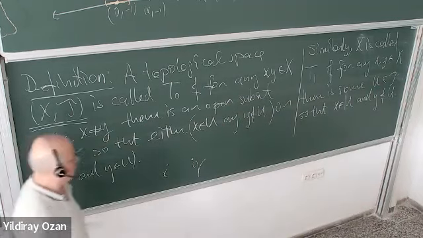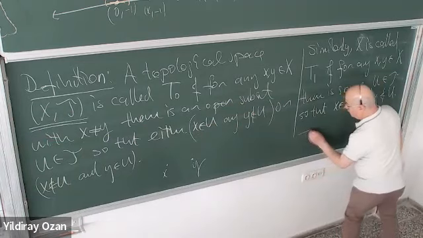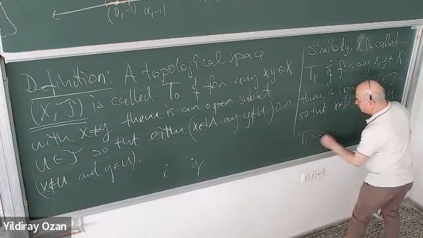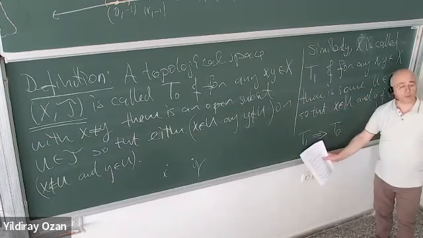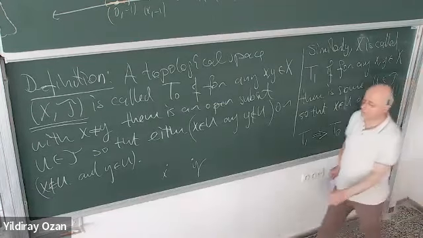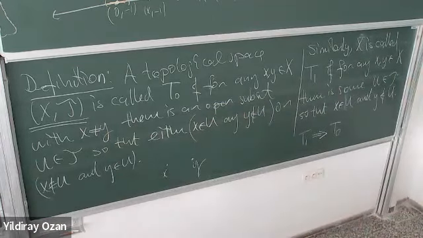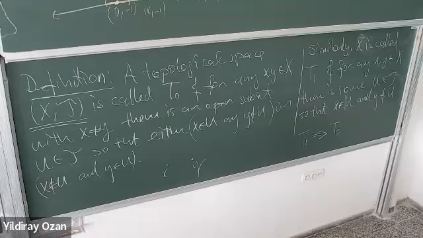Of course, right, if a space is T1, then it is clearly T0, right? This is a stronger property. You have an open set satisfying this, but actually you can choose that open set so that it contains x and not y, and vice versa. Okay.